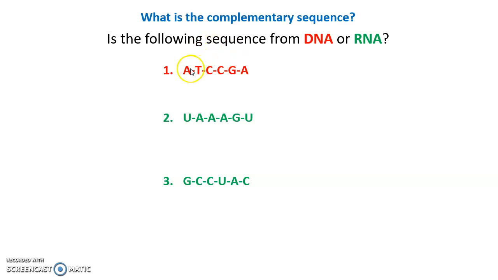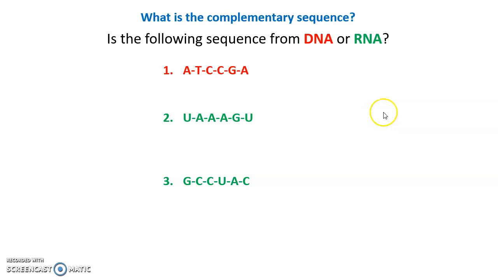That is right. This one comes from DNA. Look at that T. It's a clue. It's the DNA. These two come from RNA. Look at those U's. Those are clues. These are RNA. What about complementary base pairing? Figure out what the complementary bases are for each of these nucleotides.